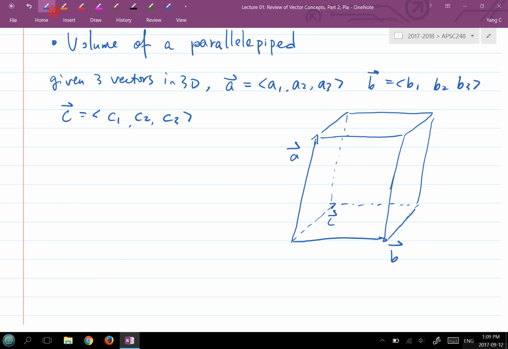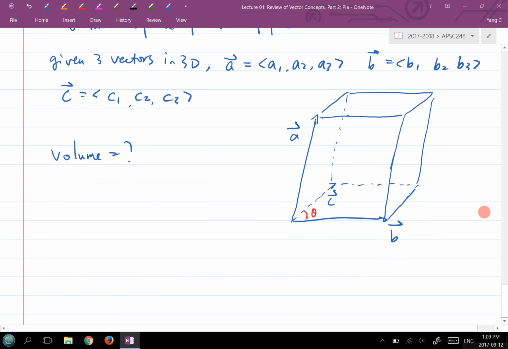Okay, to label a bit more information here, suppose the angle between B and C is theta, which actually we probably don't really need. Okay. So now the question here is, what is the volume, right? What would be the volume of this parallelepiped? So this one here is called the parallelepiped.